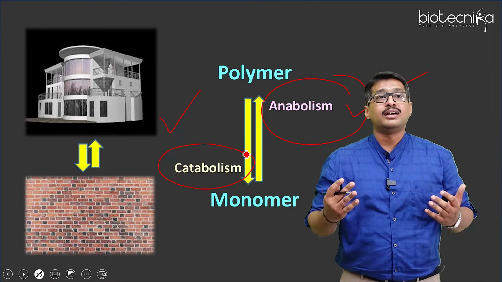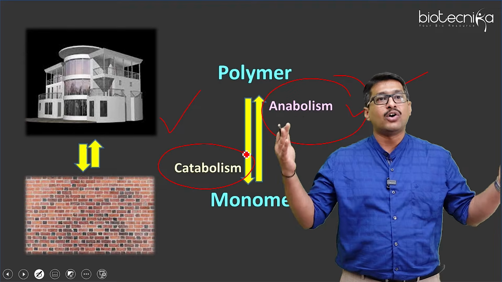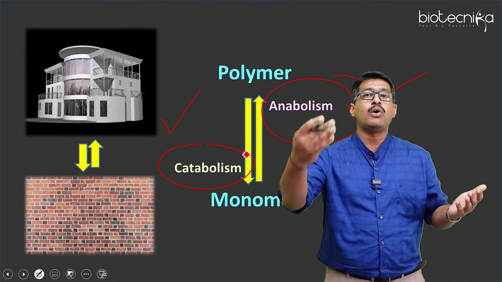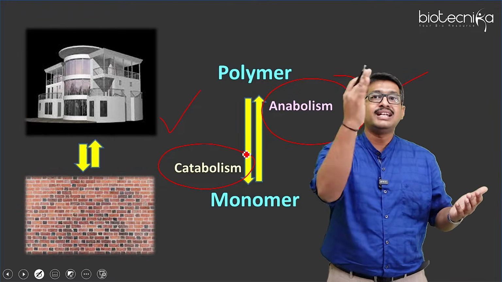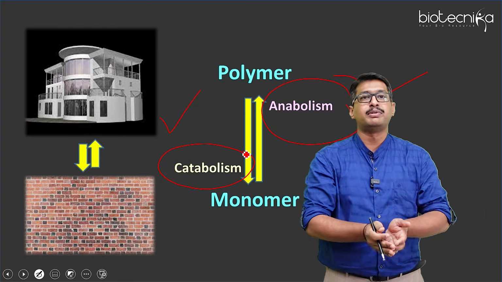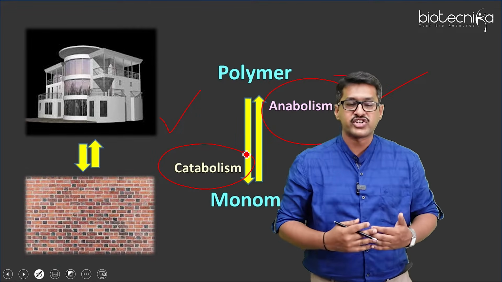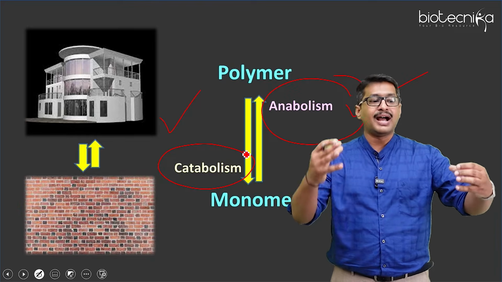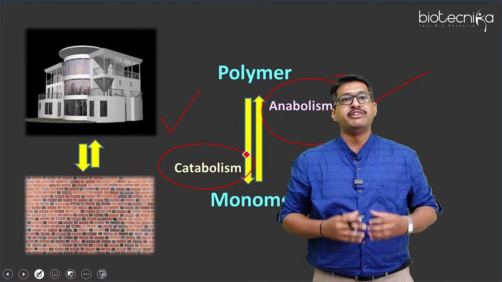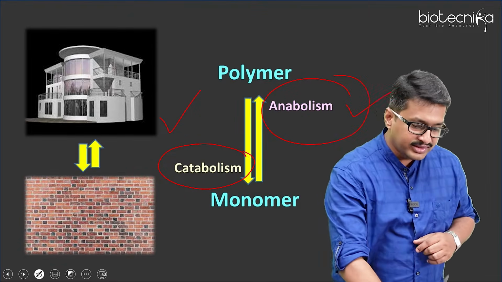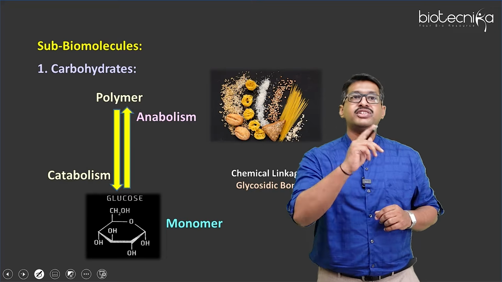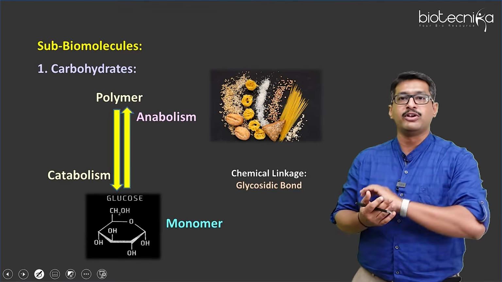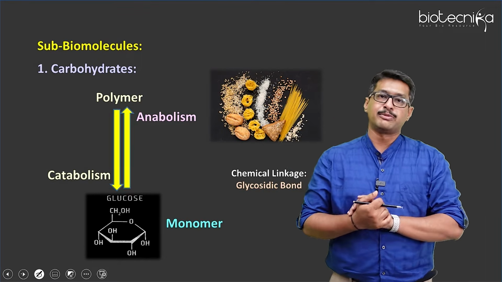So for example, if I take up a house and I already have a constructed house, and if I want to have a renovation of it, then I am breaking the house into the smaller bricks, and this process of destruction of a polymer is called catabolism. Now, anabolism and catabolism together define metabolism. Now, with this as our basic understanding, let us try to understand the first biomolecule, which is called carbohydrate.